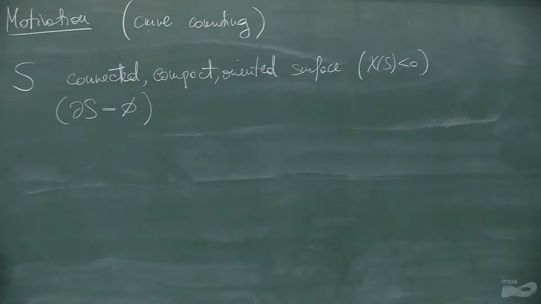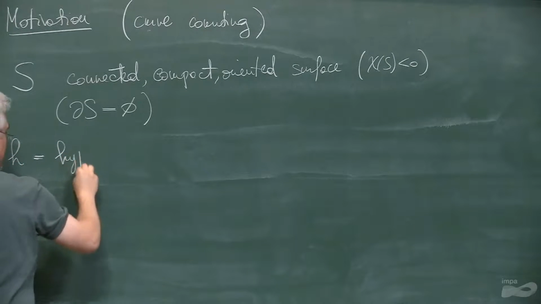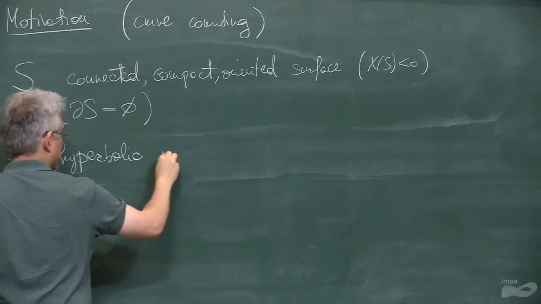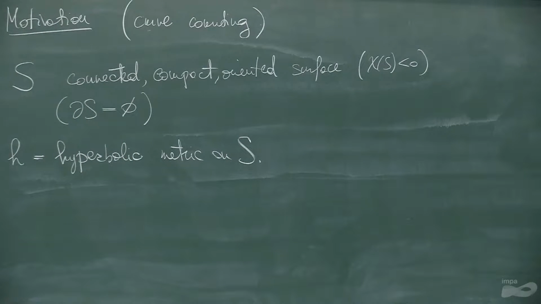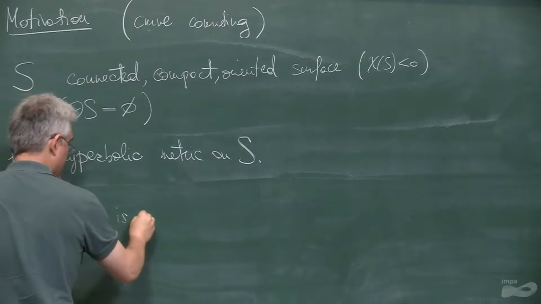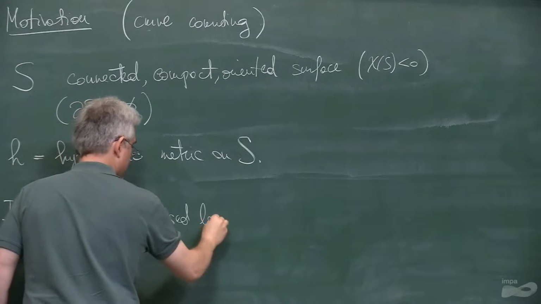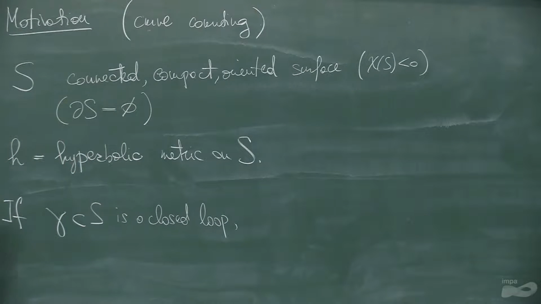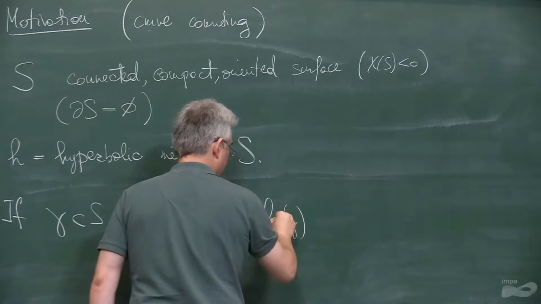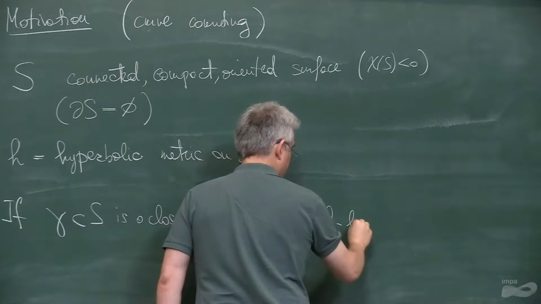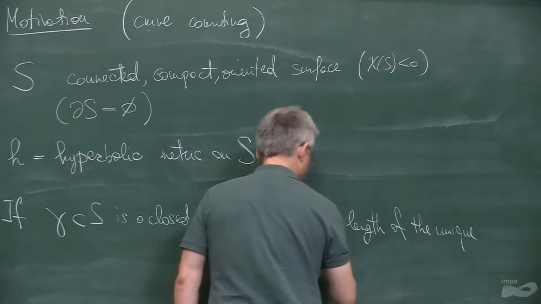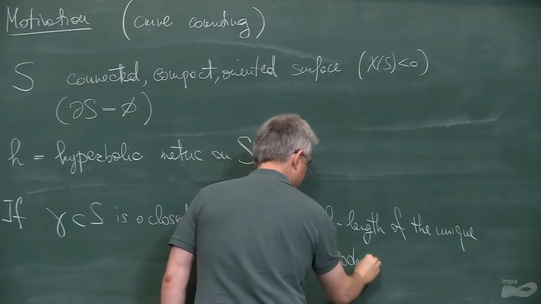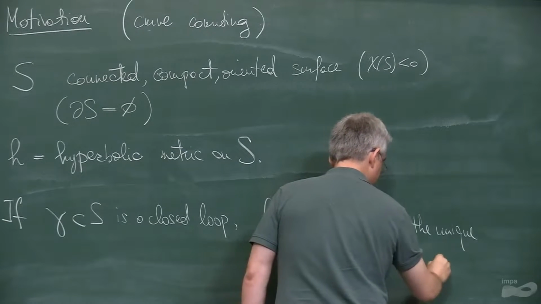And let's fix also H, a hyperbolic metric on S. Okay, so last thing, if gamma in S is a closed curve, a closed loop, then L_H of gamma is the H length of the unique geodesic loop homotopic to gamma.